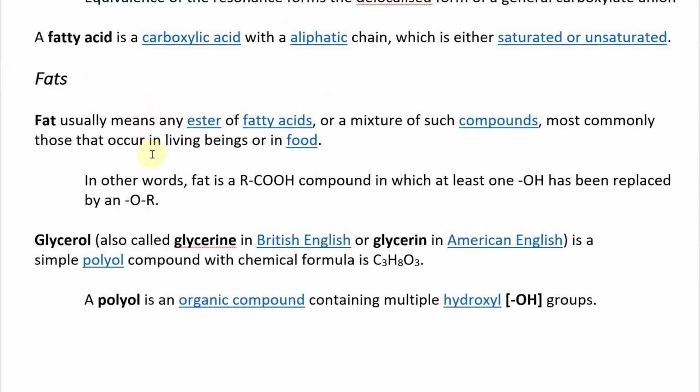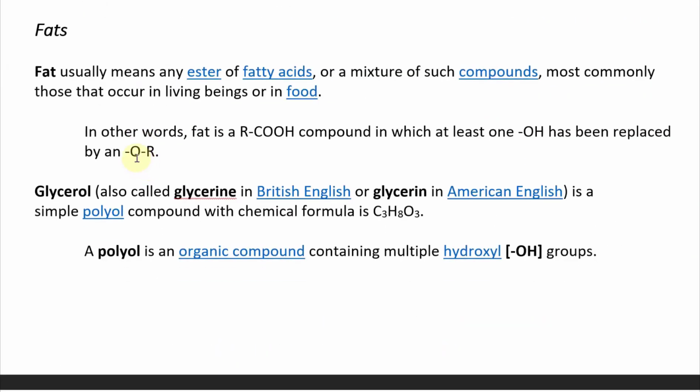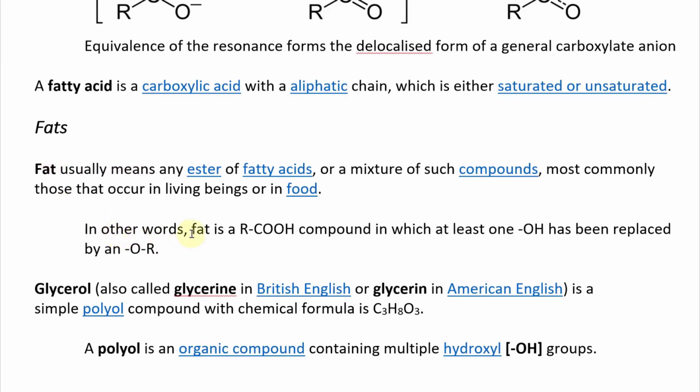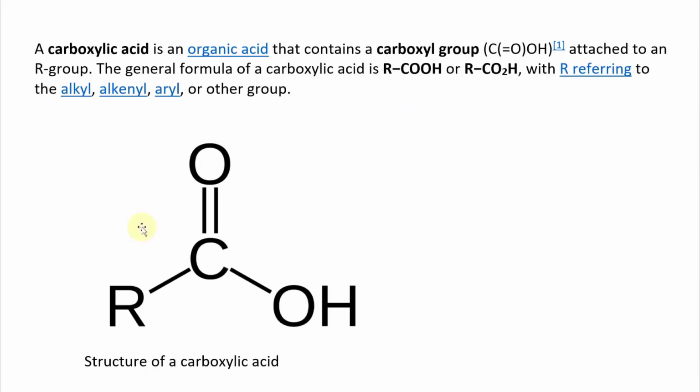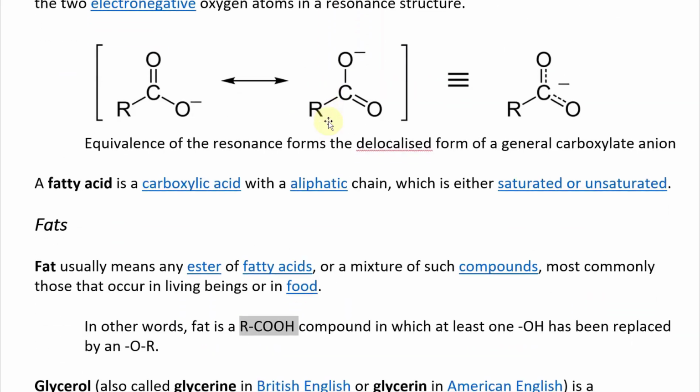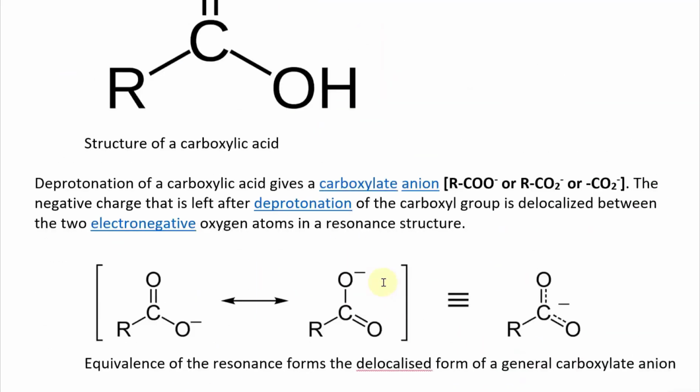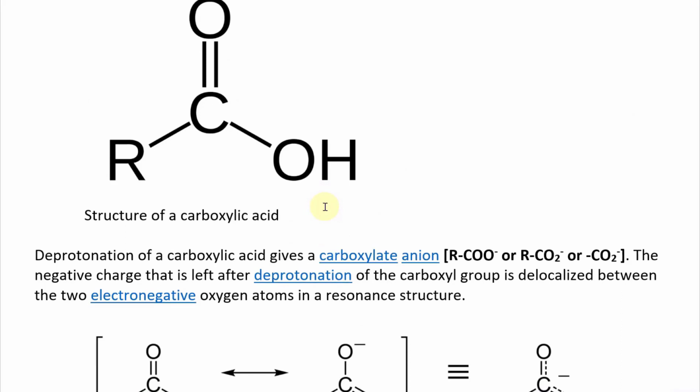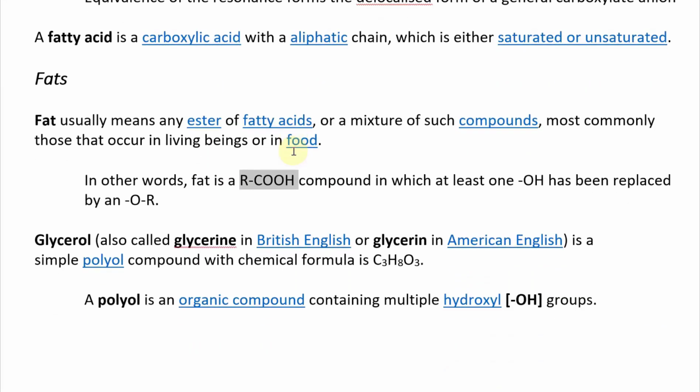All right, now let's continue further. Just to reiterate, fat usually means an ester of a fatty acid. You take the fatty acid, R-COOH, this right here, and you replace at least one OH, right here, with O-R. And R is an alkyl, which is just missing a hydrogen. So the idea is you get rid of that hydrogen.